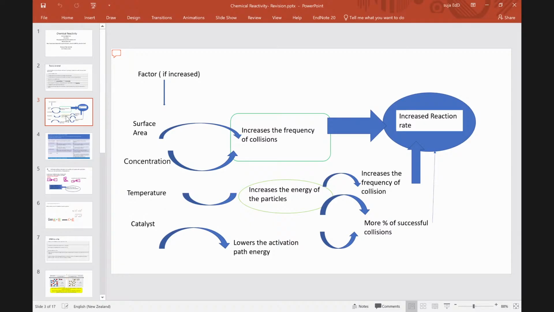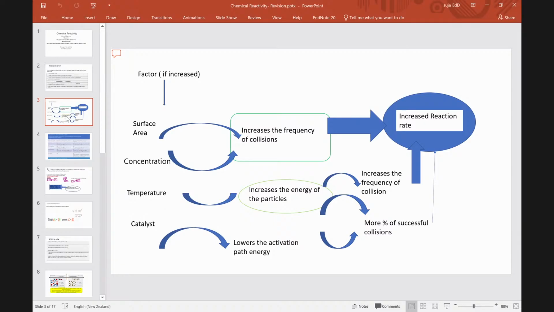The energy of the particles, what you mean by the energy is the kinetic energy of the particles, has increased, and therefore the frequency of collision per unit volume per unit time has increased, which results in an increased reaction rate.